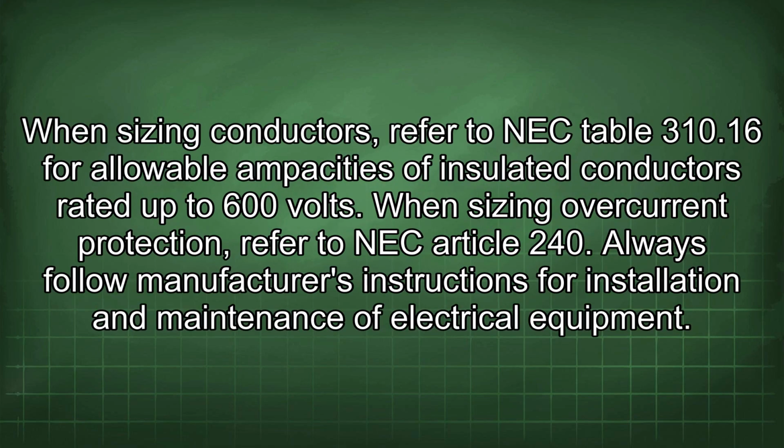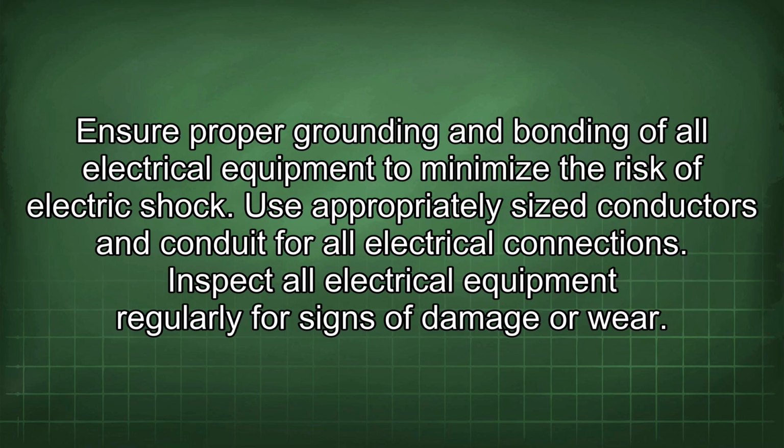When sizing conductors, refer to NEC Table 310.16 for allowable ampacities of insulated conductors rated up to 600 volts. When sizing overcurrent protection, refer to NEC Article 240. Always follow manufacturer's instructions for installation and maintenance of electrical equipment. Ensure proper grounding and bonding of all electrical equipment to minimize the risk of electric shock.